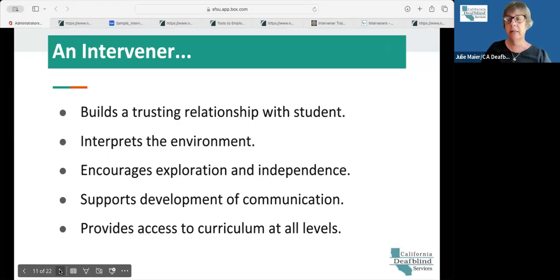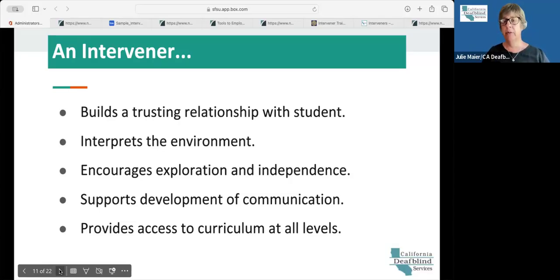So as you can see, this is a little bit different than a typical classroom aide. Interveners build this trusted relationship with the student through that one-on-one time that they spend together. They're very in tune with the student, and they know the student's vision and hearing access issues. So they're able to know how, when, and to interpret the environmental information. They're always encouraging exploration and independence. They are not doing things for the student. They are doing things together with the student.